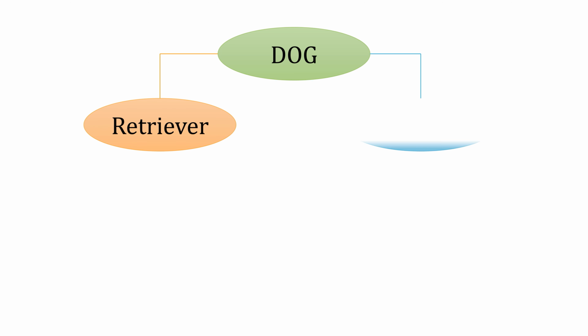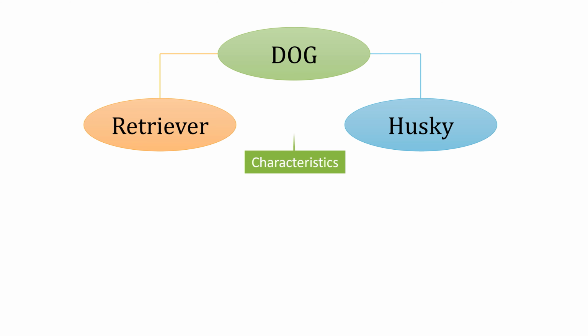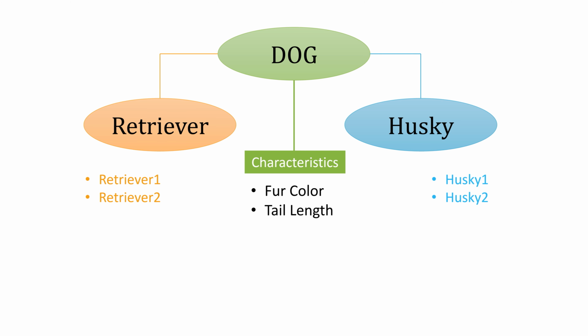For example, if we have a class named dog, then golden retriever or Siberian husky would be objects of this class as they are breeds of dogs. Fur color or tail length would be the methods of this class as they're common characteristics of all dogs. And finally, each individual golden retriever or husky would be an instance of this class.